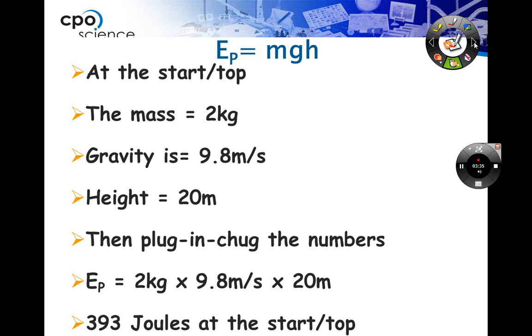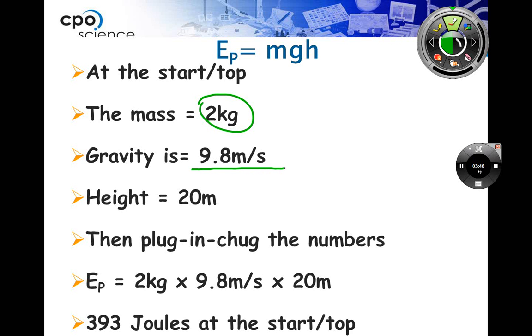We're going to start at the top. We know the mass is 2 kilograms. We know gravity on the planet Earth is 9.8 meters per second squared. And we know the height over the ground is 20 meters. So all you do now is plug and chug the numbers.